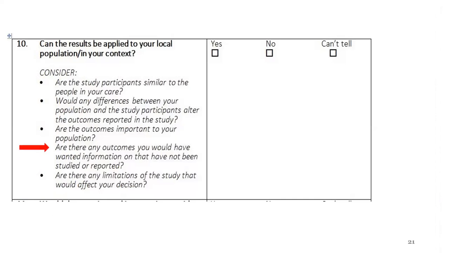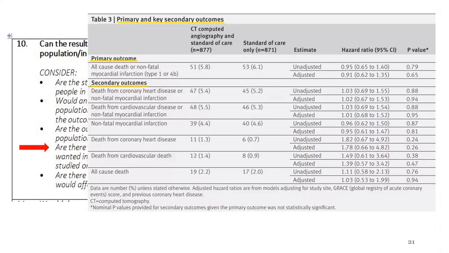Next, are there any outcomes you would have wanted information on that have not been studied or reported? I think they have studied all the primary and secondary outcomes. It included all-cause death, non-fatal myocardial infarction. Also, they have included other deaths from non-myocardial infarction causes, like any other coronary artery disease, and cardiovascular death.